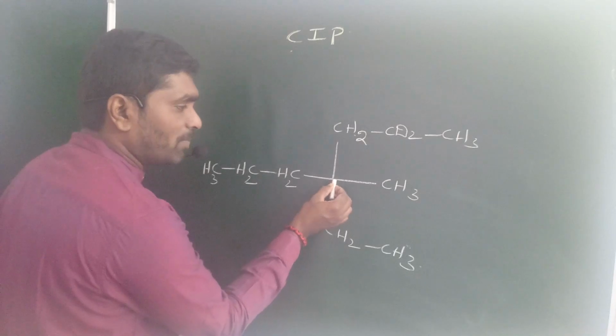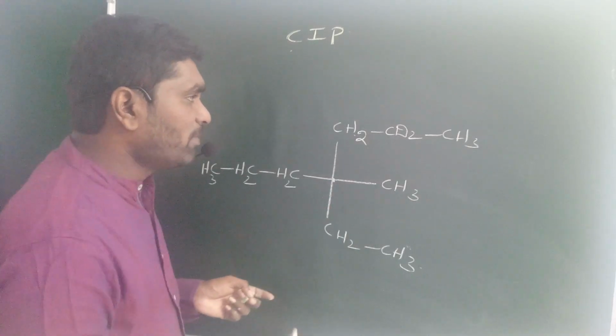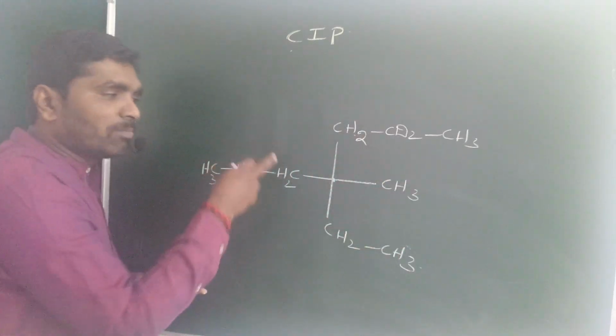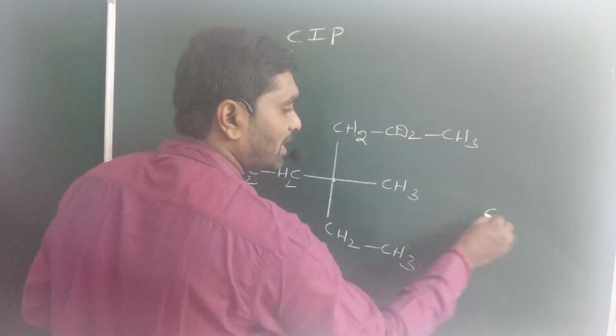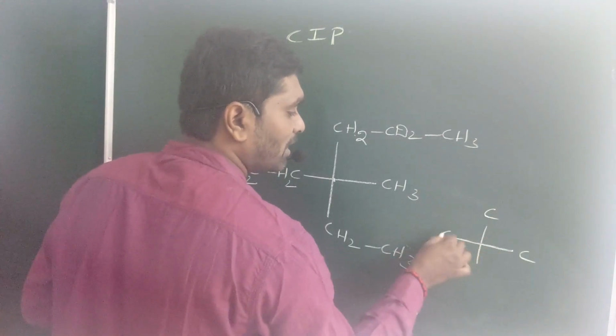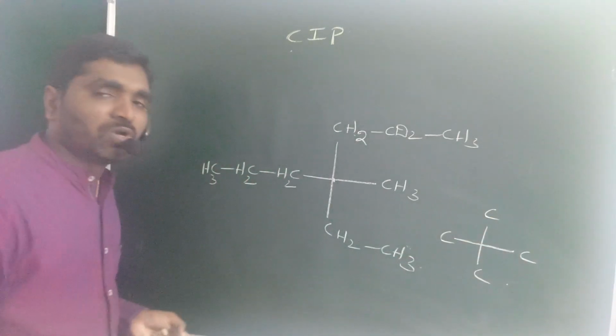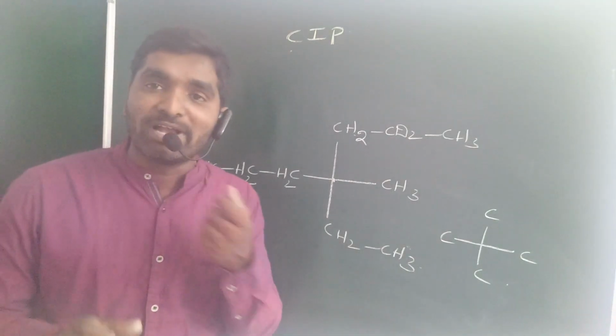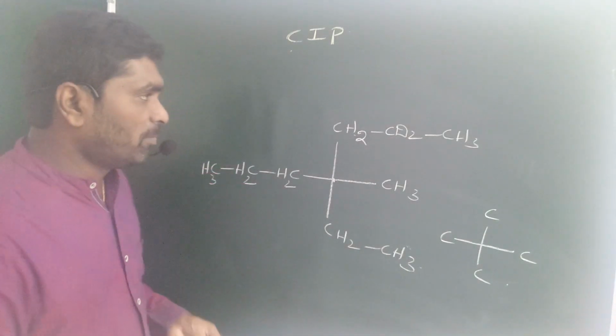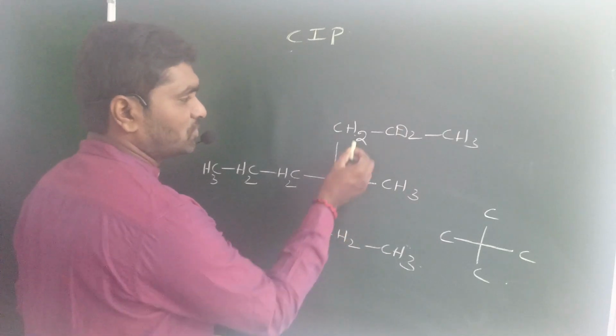So this middle carbon, this chiral center, may be bonded with 4 carbon atoms. So that means carbon, carbon, carbon, carbon. So 4 carbon atoms. No problem. After that, look at this one.